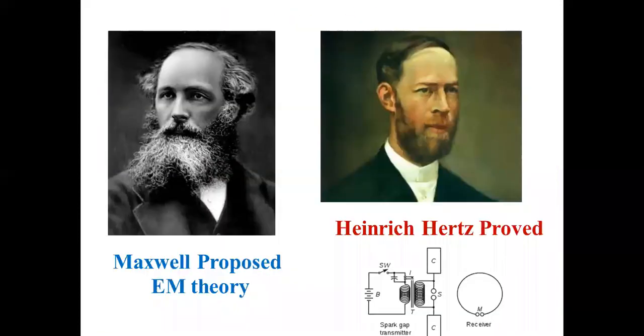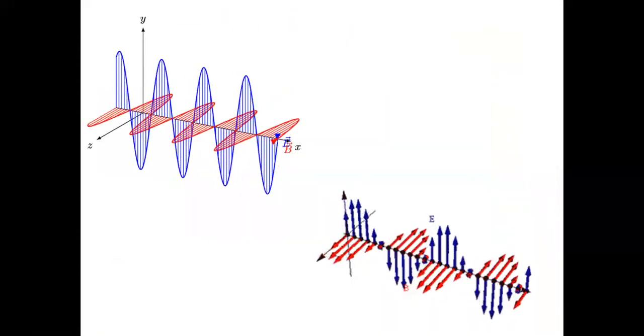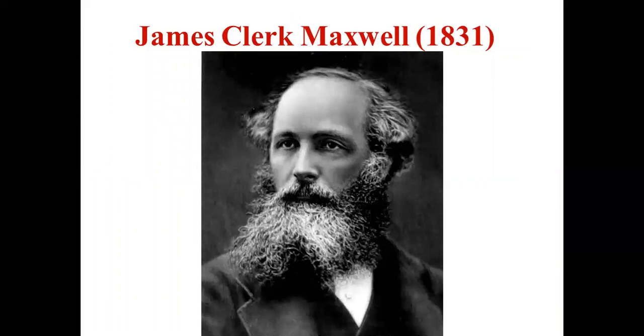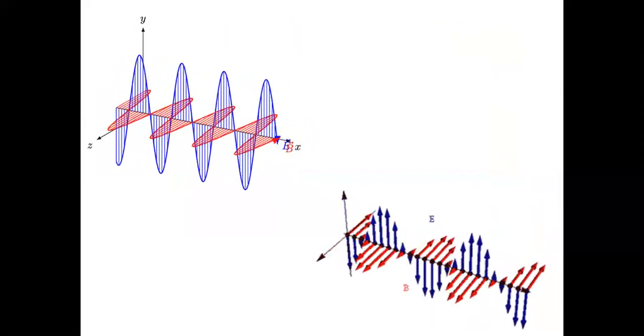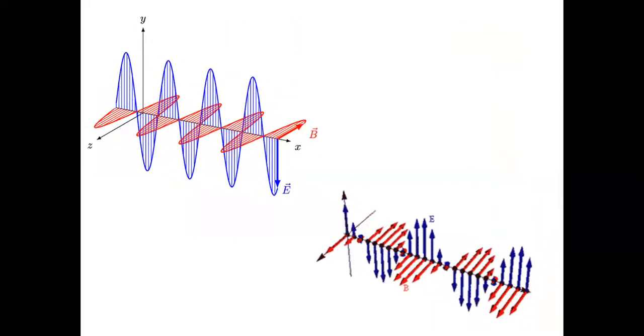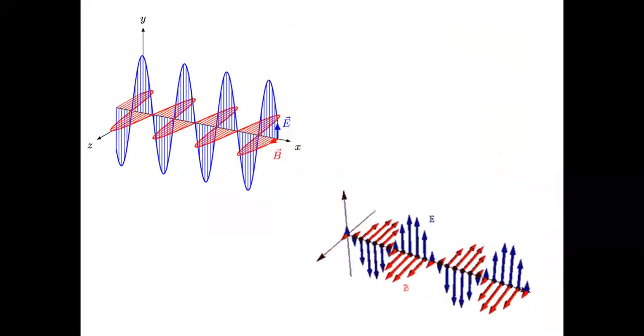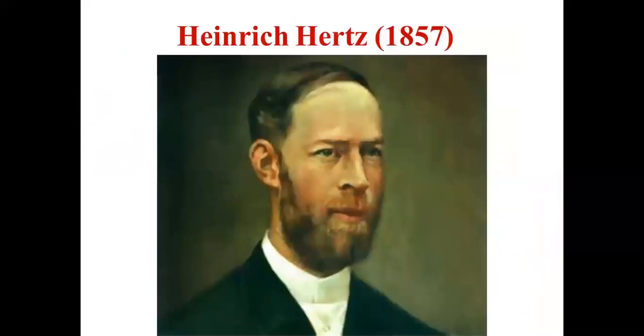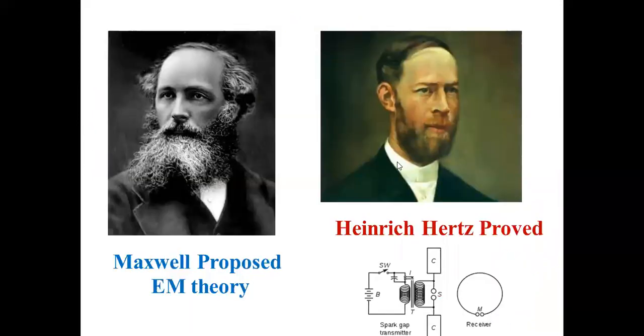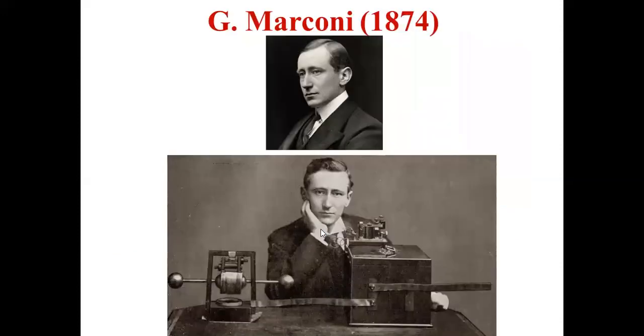So the invention goes to, and the credit of all this goes to James Clerk Maxwell, who for the first time assumed, or guessed, that light should be an electromagnetic wave, proposed the theory, mathematically proved it, and later on Heinrich Hertz proved it using experiments. So the theory was proposed by Maxwell, but practically it was proved by Hertz. Then the contribution of Marconi and J.C. Bose made it very rich.